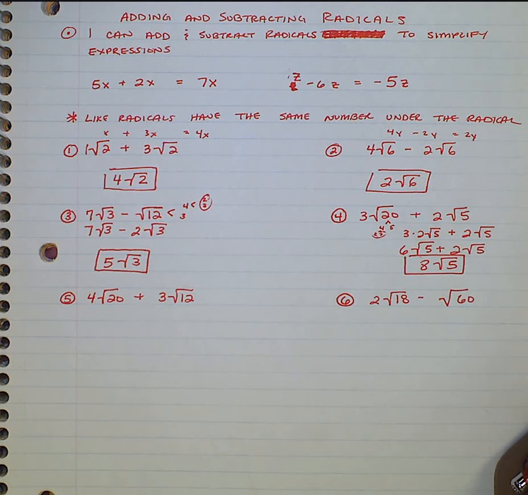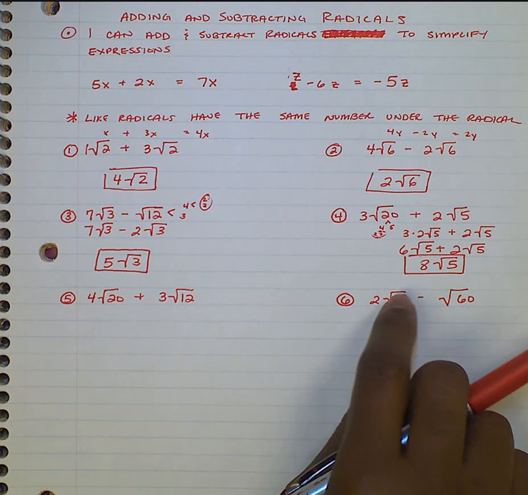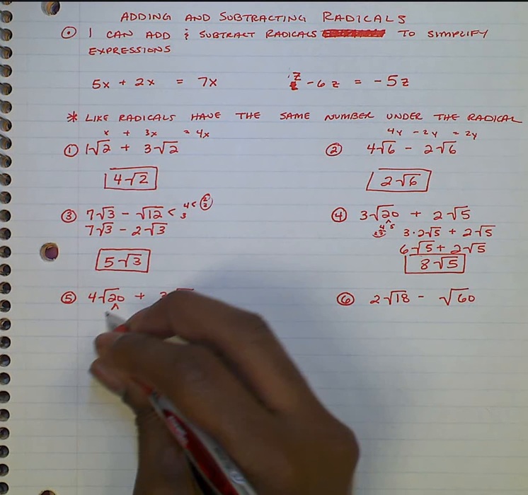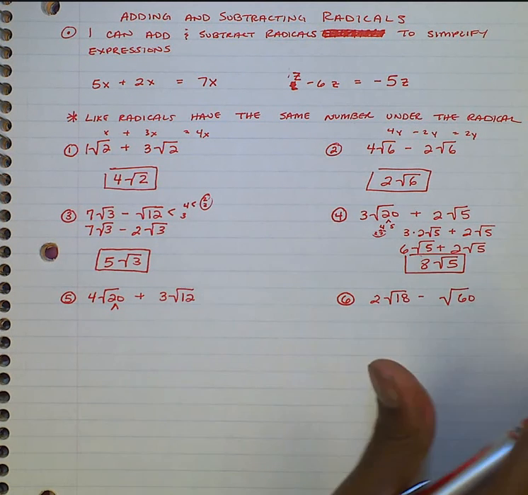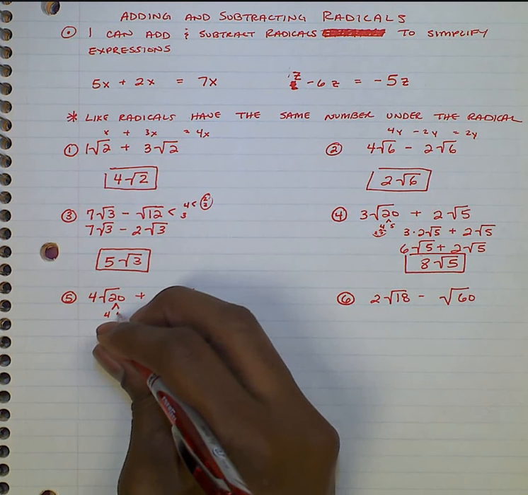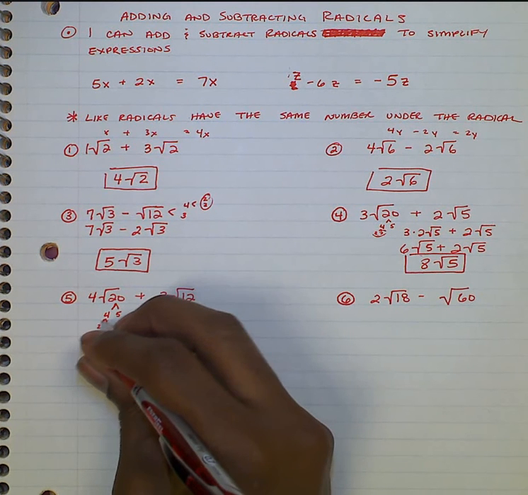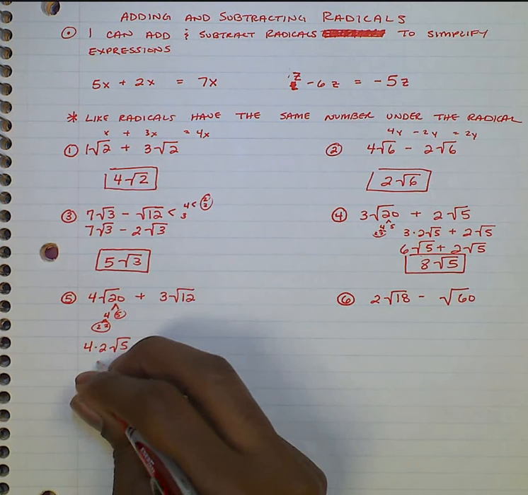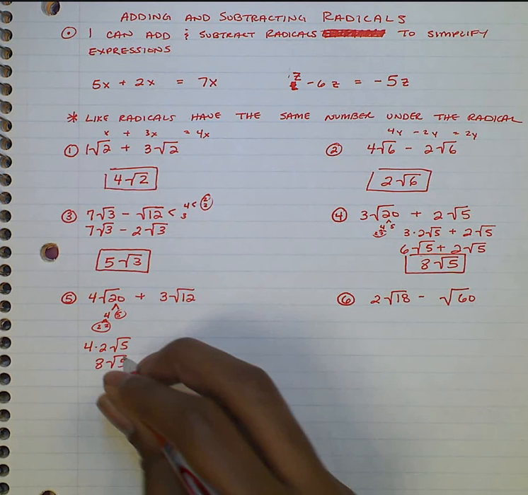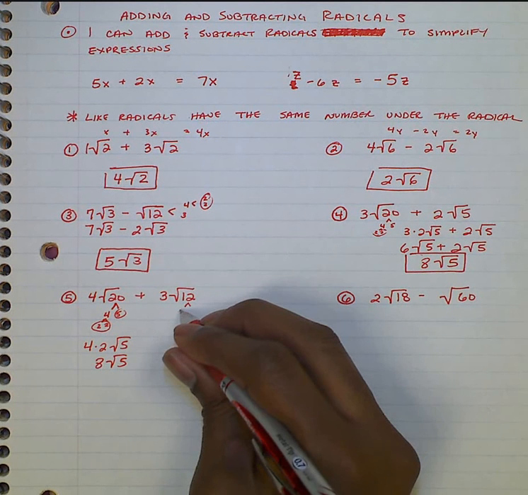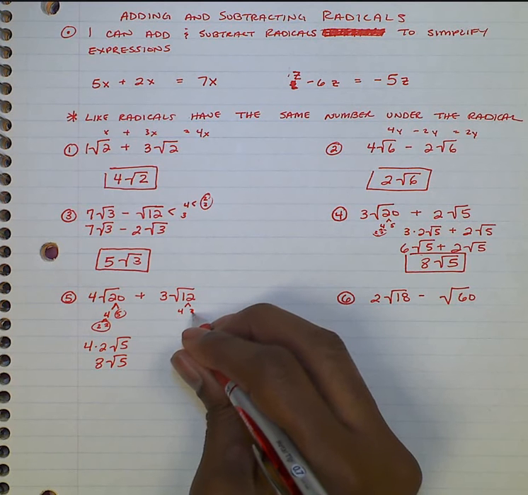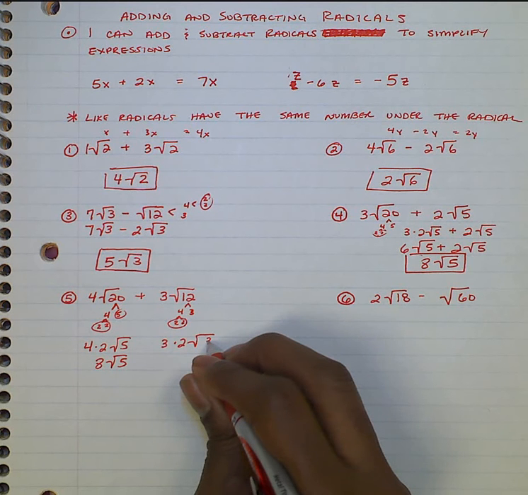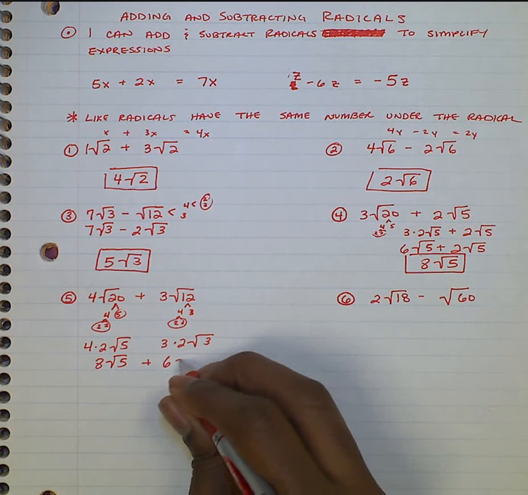Okay, if you want to try these on your own, you can. Make sure you're checking back for your answer. But here we go. Initially, 20 and 12 are not the same. We can't add them, and so I'm going to simplify. Okay, and so I have 4 times 2 radical 5. I have 8 radical 5 here. 12 breaks down to 4 and 3, 2 and 2. So 3 times 2 radical 3, so plus 6 radical 3.